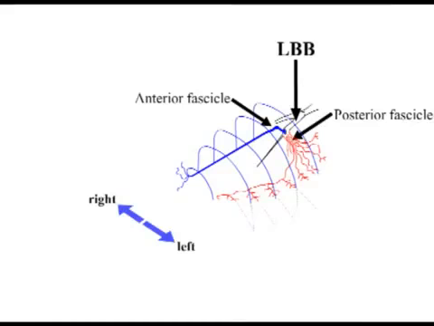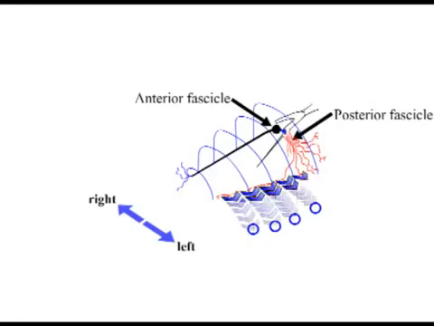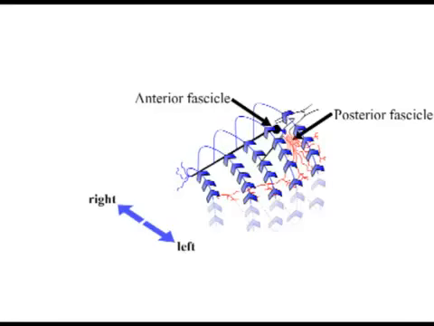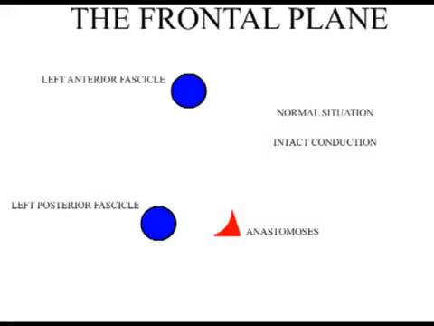There are extensive anastomoses between the anterior and posterior systems at their termination in the wall of the left ventricle. If one of these major branches is damaged and flow through it blocked, in the example shown here the left anterior fascicle, the ventricle can be depolarized by retrograde flow of depolarization from the intact branch via these anastomoses. However, even in this simple 2D graphic, it is clear that this will have a dramatic effect on the direction of the frontal QRS vector.